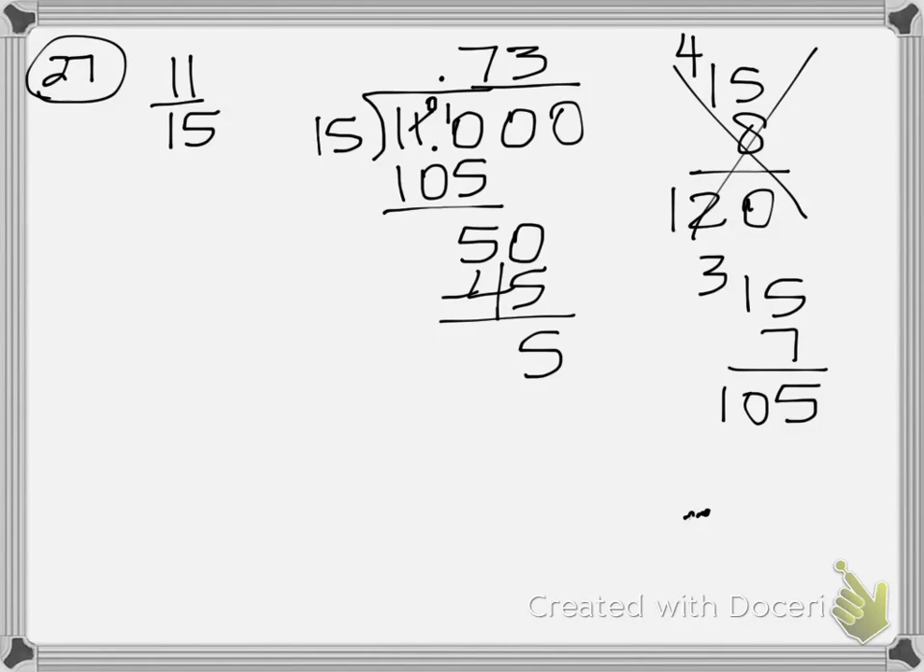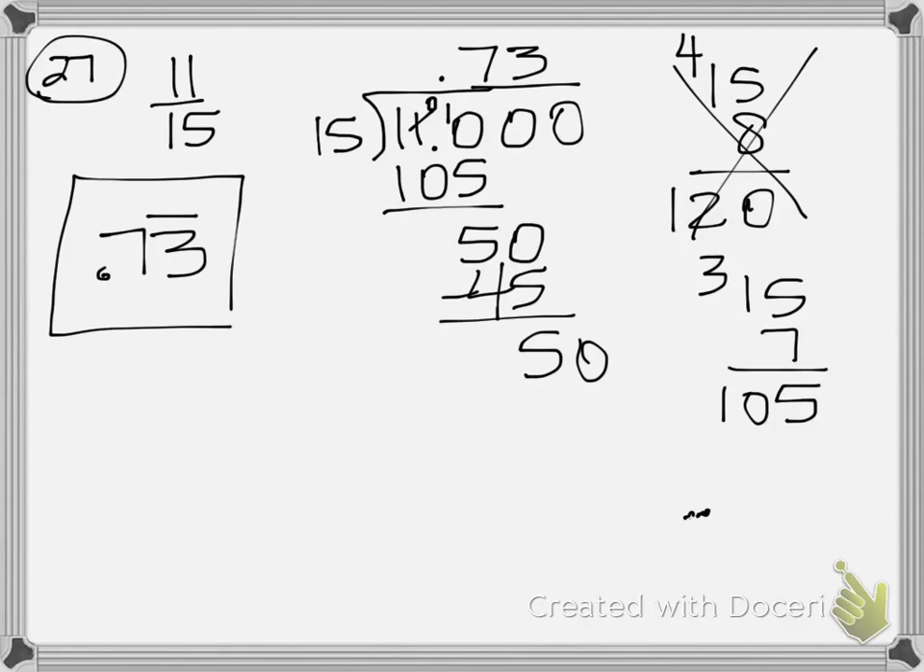And what's going to happen? It's going to keep repeating. The 3 is going to keep repeating. So it's really 11/15 is the same thing as 0.73, and the 3 repeats. Just the 3, not the 7, but the 3 would keep repeating over and over again. So put the repeating bar just above the 3.